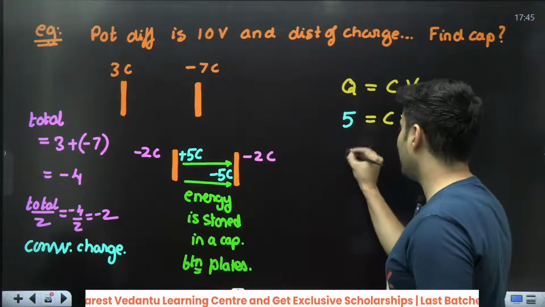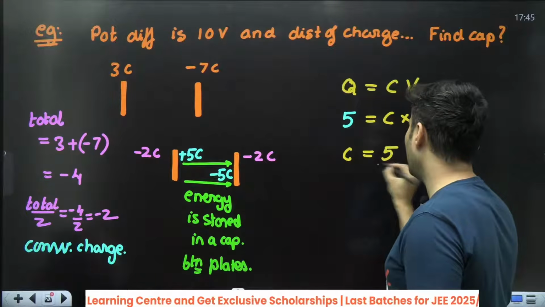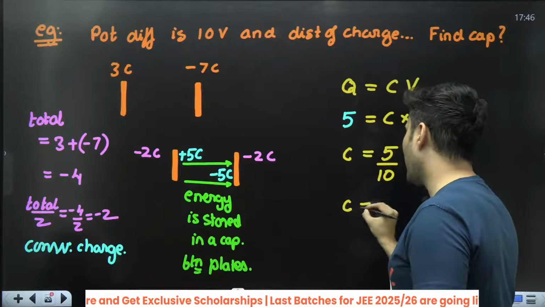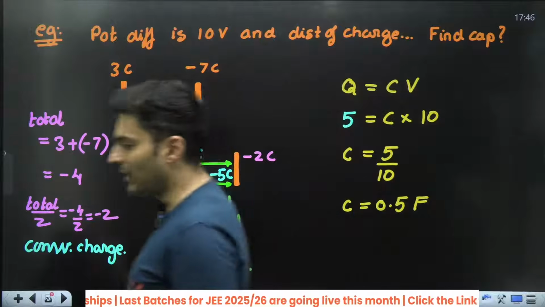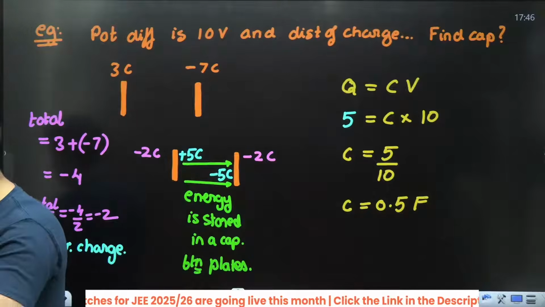Hence the capacitance that one will get will be 5 divided by 10. Therefore, the capacitance is 0.5 farad. Got it? How to solve these questions?